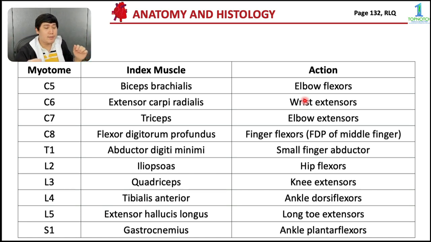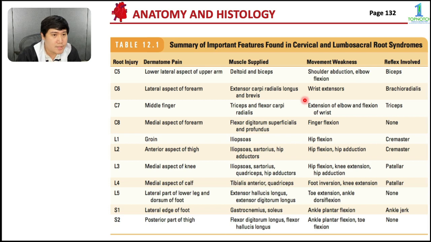For the lower extremity, just do it. Hip flexion, L2. Knee extension, L3. Dorsiflexion, L4. L5, big toe extension. S1, plantar flexion. So this is the complete table, coming from Snell. Again, in the question, it was C6, so you're mostly testing for brachioradialis.